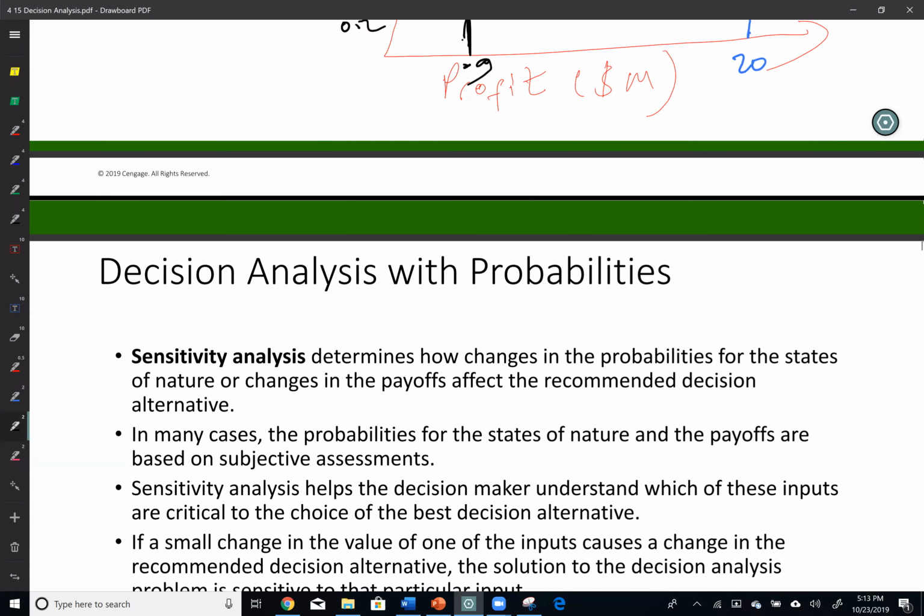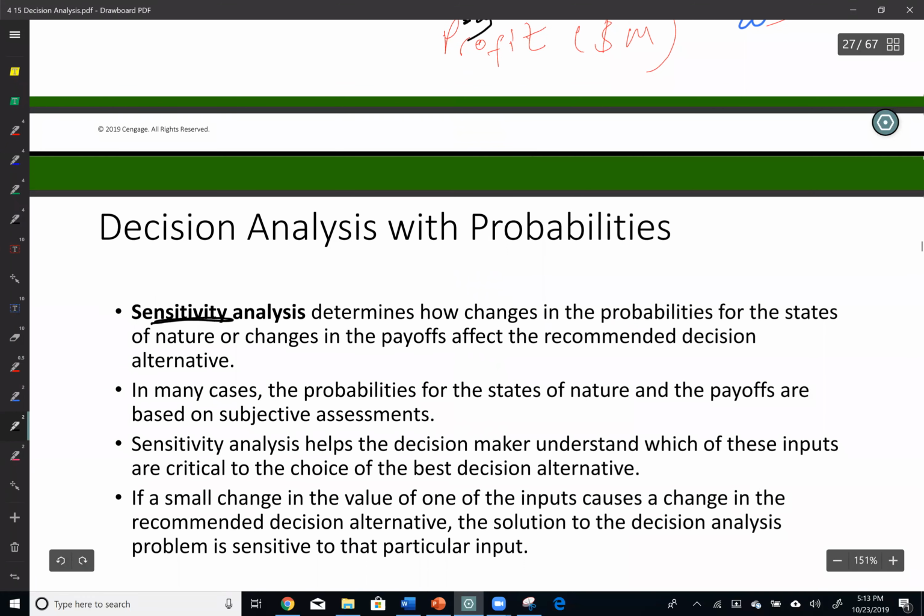Another thing I would like to cover in this video is sensitivity analysis. When you conduct this kind of research, basically when you do recommendations, you make all these things based on subjective assessments. You make so many assumptions to come up with the payoffs and also assessing the probabilities. That's why sensitivity analysis is very important to understand. If I change any inputs, how would that impact my overall payoff?